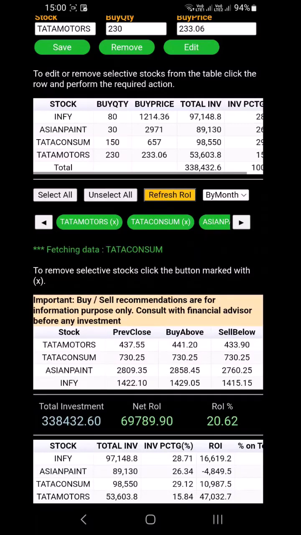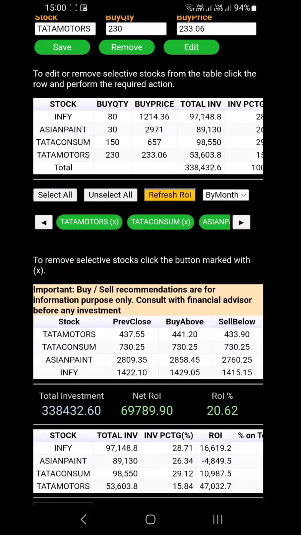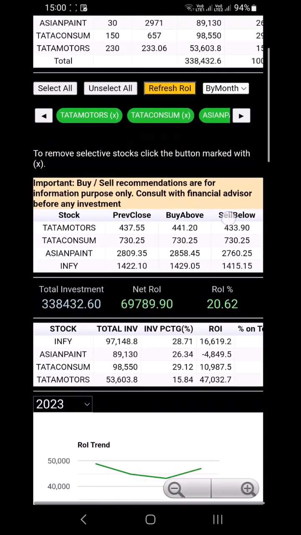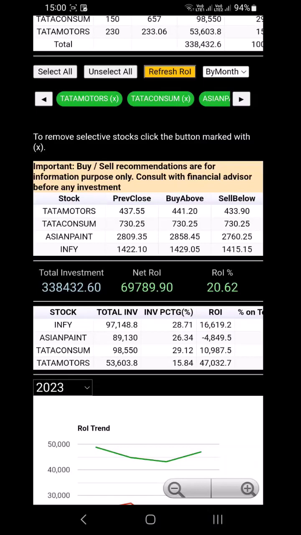The Buy or Sell Recommendations table displays the buy above and sell below prices of your selected stocks. But this is provided for informational purposes only. Always consult a financial advisor before making investment decisions.